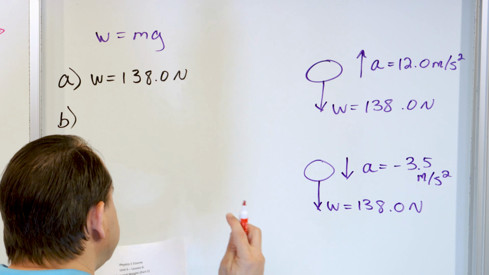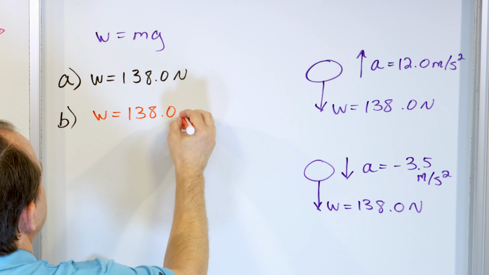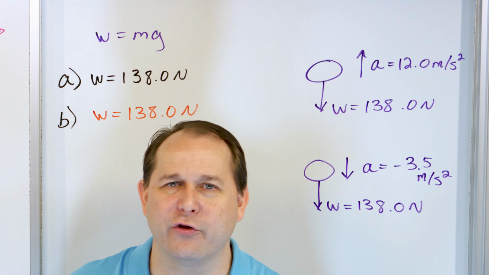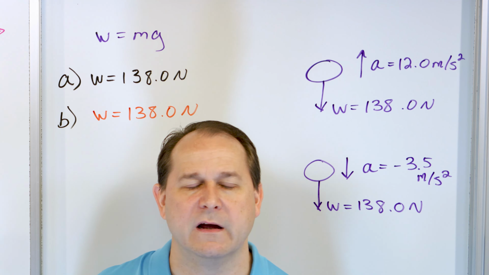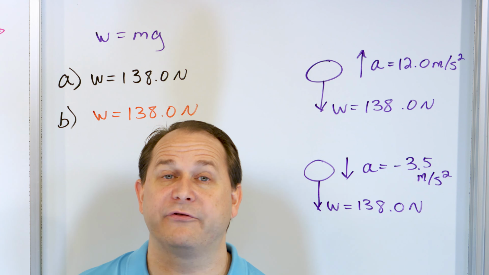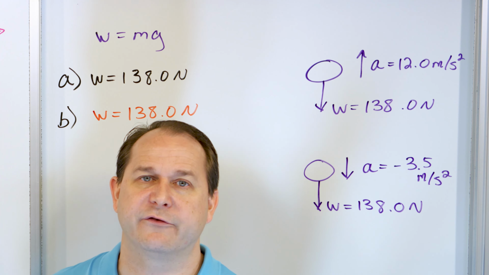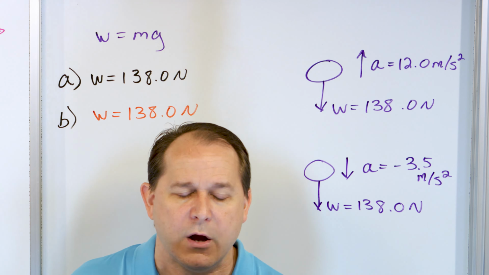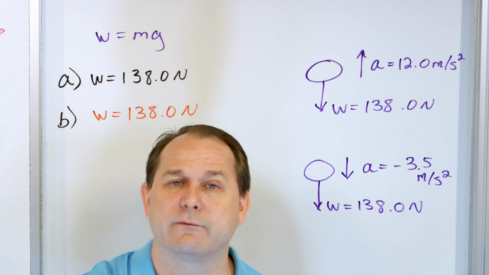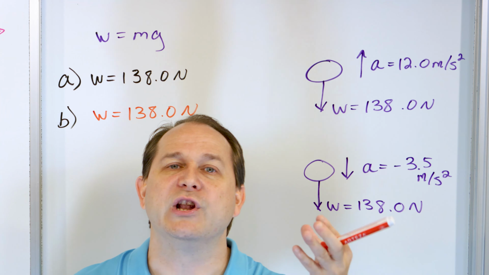All right? Well, nothing changes. The weight is still 138.0 newtons because the force of the planet pulling down on it is what we call the weight, and that doesn't change no matter how it's moving. So we know the acceleration due to gravity is 9.8 meters per second squared down. But this object is not moving down at 9.8 meters per second squared. So what does it mean? Well, what it means is that if I had let go of this rock, it would be accelerating downward at 9.8 meters per second squared. But it's actually accelerating downward less than that.